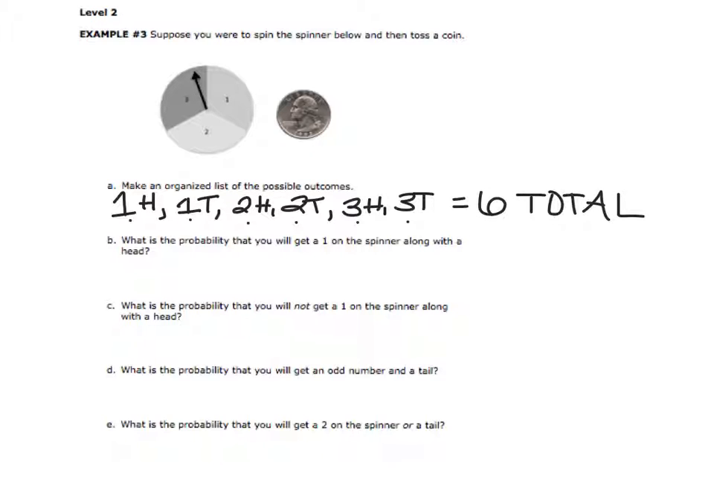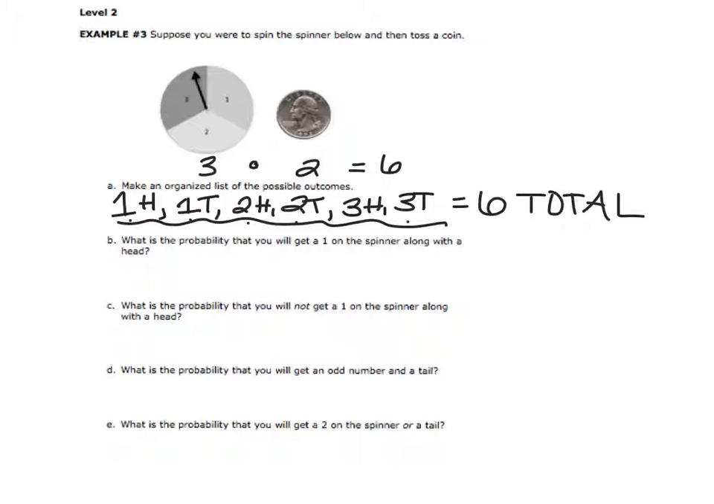Now, you might have learned last year, or maybe you're just intuitive, that you can see there are 3 outcomes on the spinner and 2 outcomes on the coin. If you multiply the outcomes together, 3 times 2, that gives you 6. So instead of listing all of these out, you can just multiply your 2 outcomes together to find your total.